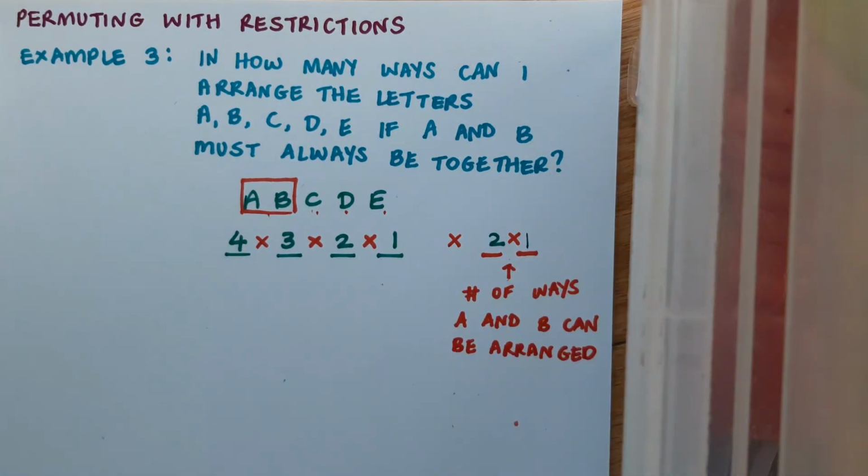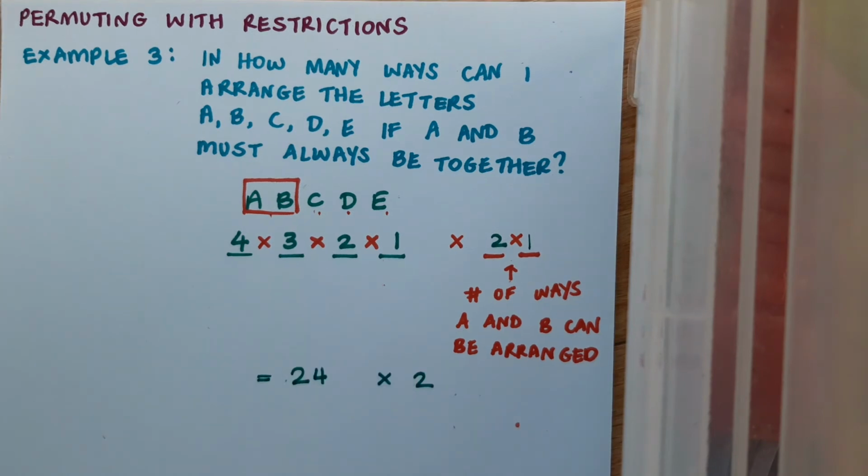And now I can go ahead and calculate. So the 4 by 3 by 2 by 1 is 24, the 2 by 1 is obviously 2, and so there are 48 ways in which these 5 letters can be arranged if A and B must be together. Note that this calculation could also be written as 4 factorial times 2 factorial, which also equals 48.